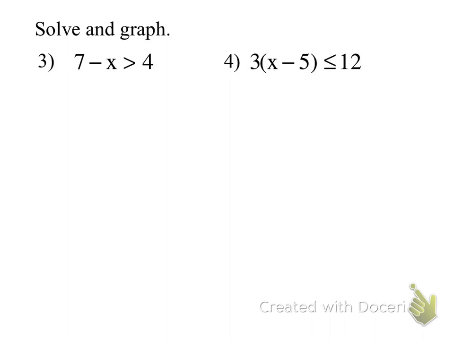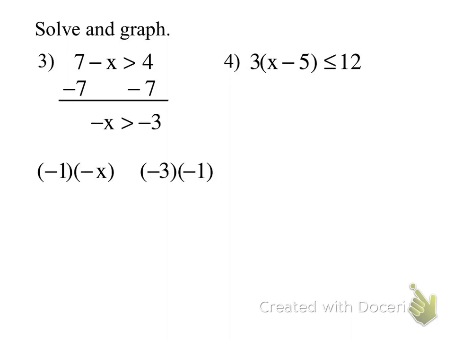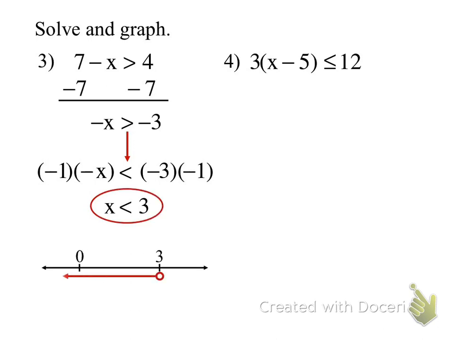Now let's check our work. On number 3, it should look like this. Again, remember, you had to flip the inequality because we multiplied or divided by -1 on both sides. Now, I want to talk about number 4. There were 2 different ways to do it. How many people distributed first?